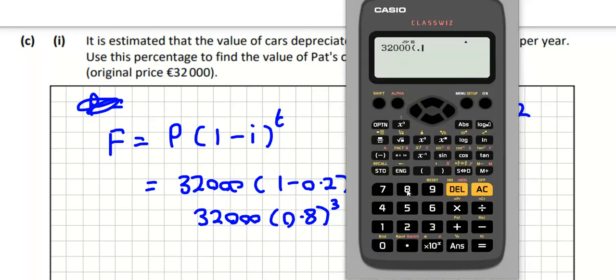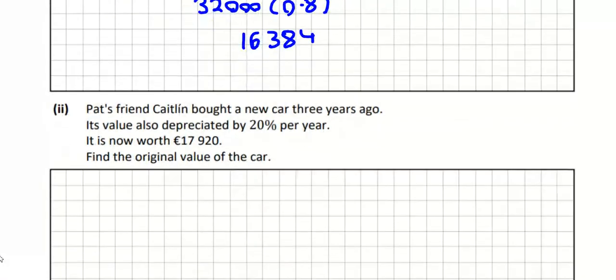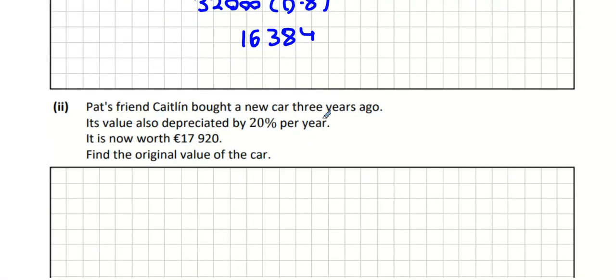Lo and behold, 16,384. Okay, handy out. Let's go for the next one. If Pat's friend Caitlin bought a new car 3 years ago, its value also depreciated by 20% per year. It is now worth 17,920. Find the original value of the car.